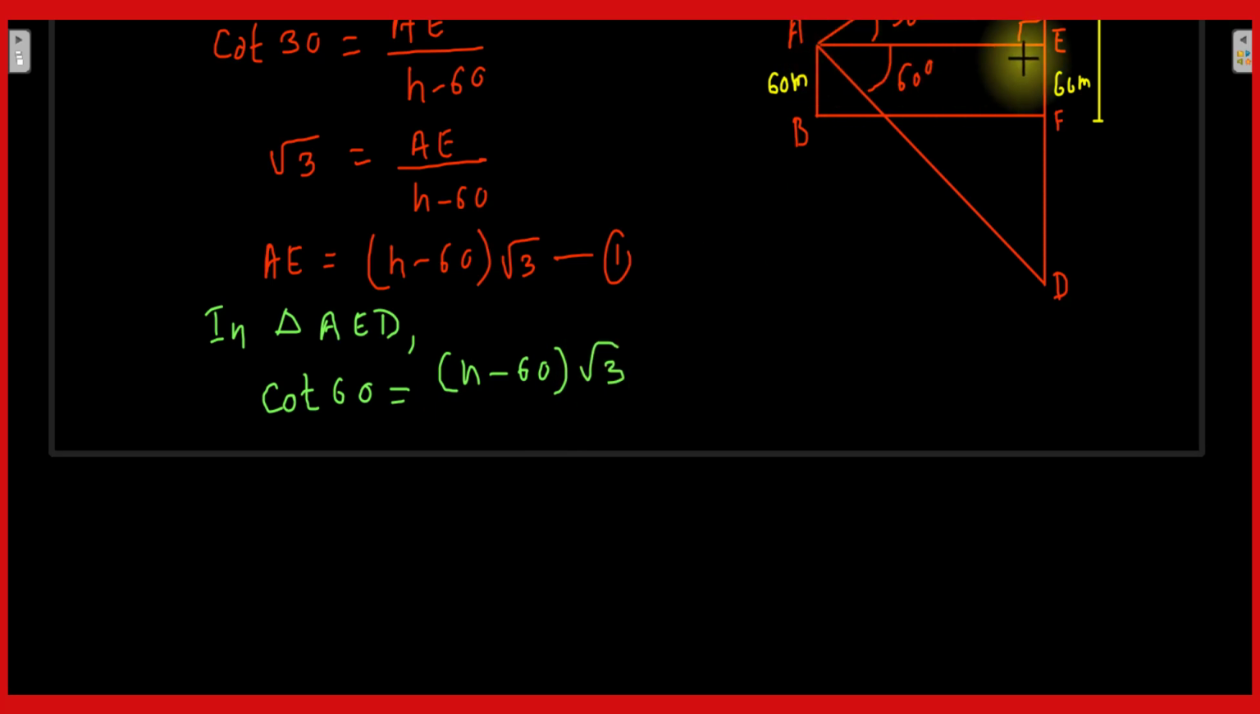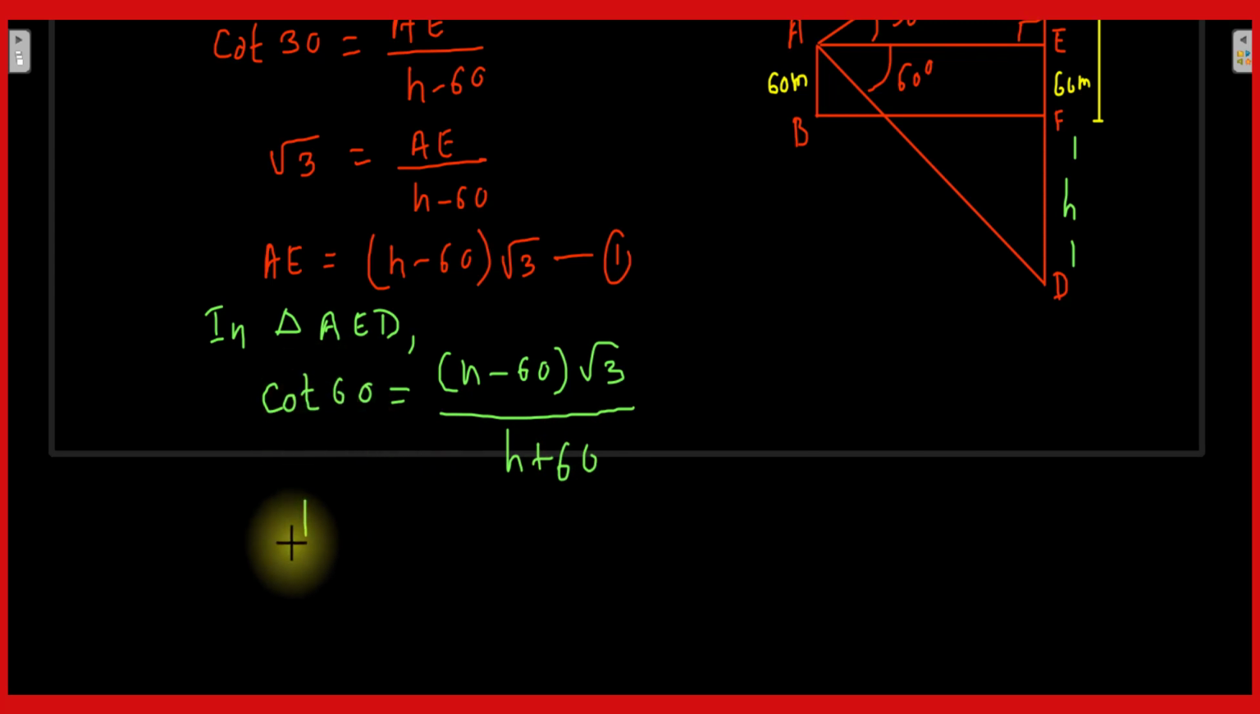ED will be what? This FD will be H, because the height of the cloud is H, and therefore its reflection will be at H meter below the water. So this distance will also be H. So this total distance ED will be H plus 60. So it is H plus 60.